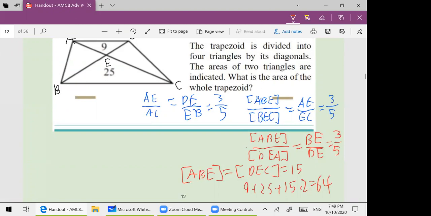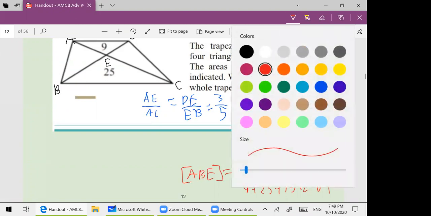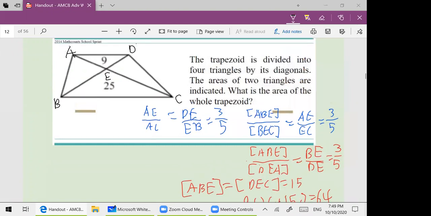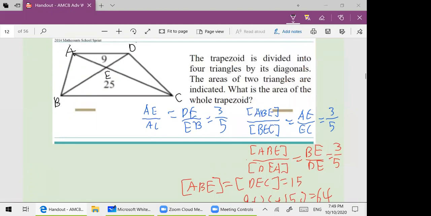Okay, so I'll start explaining this. So the ratio of AE to EC is... so the ratio of the area of AED and BEC is... so these are similar, and then you know that these are in a 5:3 ratio, which gives you this.